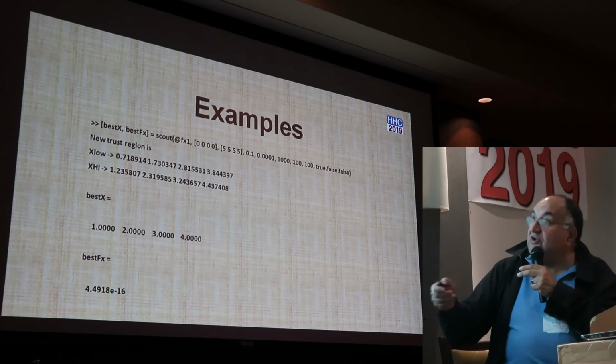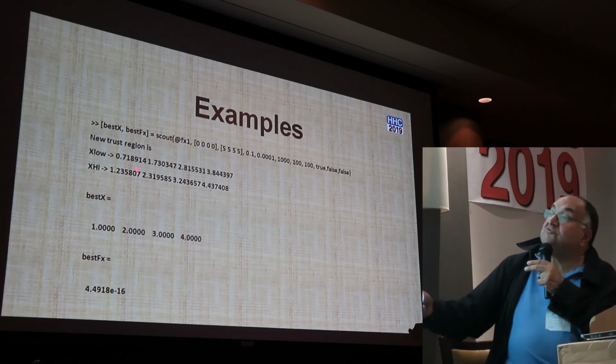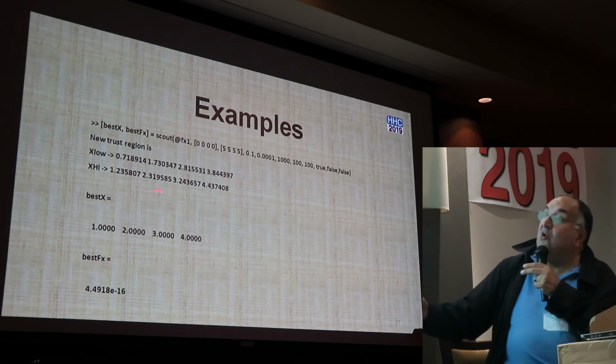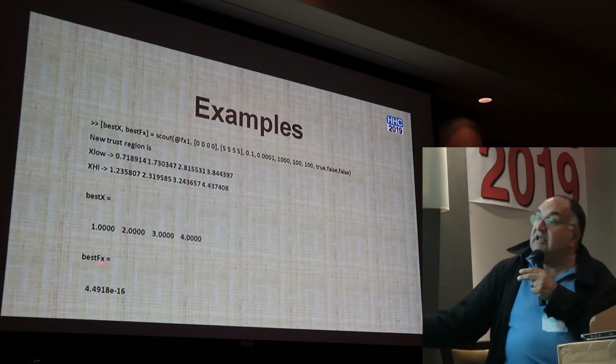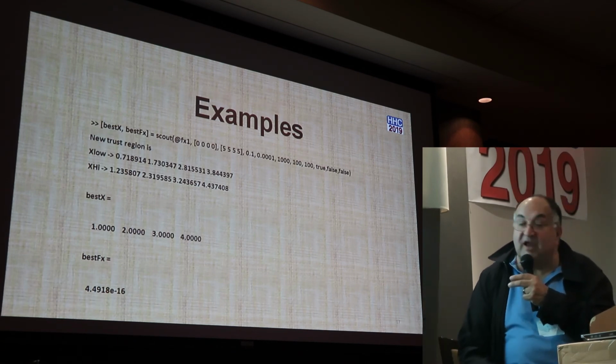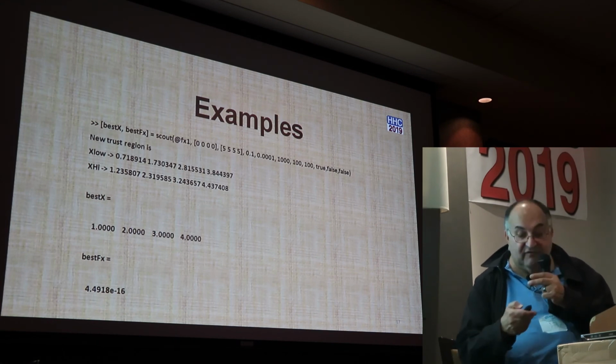The narrowing of the ranges says new trust region, and it gives me the low and high value. And indeed they are within the expected solutions that appear here: 1, 2, 3, 4, as you can see. And then best f of x is 4.49 times 10 to the minus 16. Very low value.